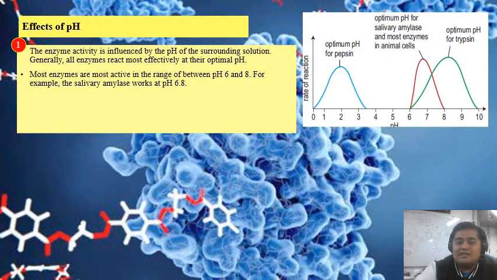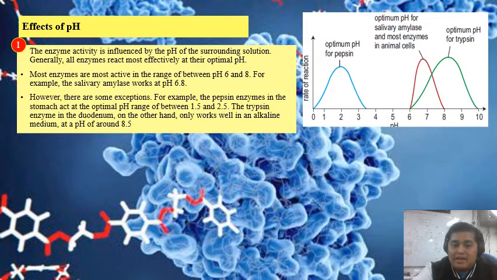Kalau korang ingat balik, 6 to 8 ni adalah neutral. For example, the salivary amylase works at 6.8. Salivary amylase boleh jumpa kat mana? Dekat lidah kita. So sebab itulah dia punya pH adalah pH yang neutral.